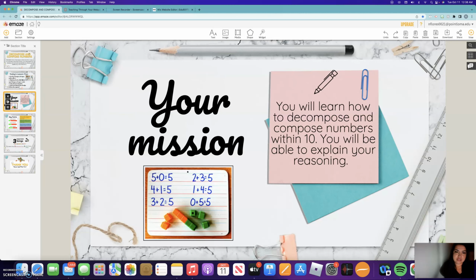Your mission, friends: you will learn how to decompose and compose numbers within 10. You will also be able to explain your reasoning. So we have to understand why that number decomposes and composes. Okay, friends?